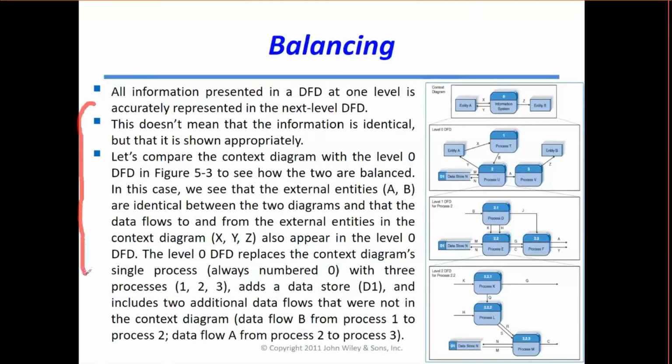I think I should not explain again, but quickly, if you look at this X, Y and Z, it is already available here. Balancing applies not only to data but even to entities. Entity A is here, entity B is here, so you see entity A and entity B are here also. It is not possible that some entity is just missing.